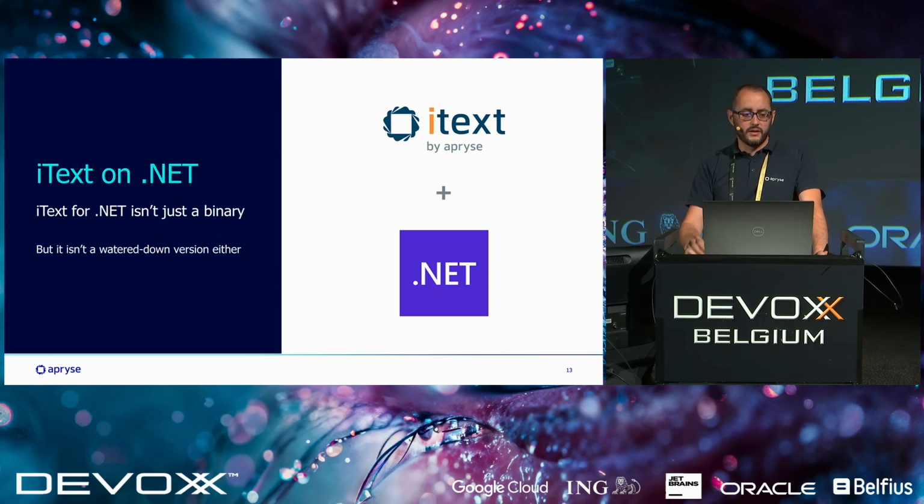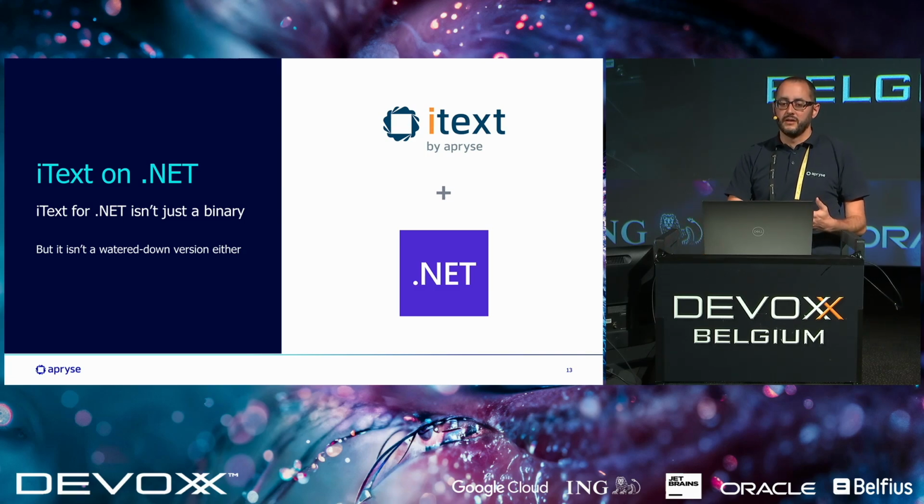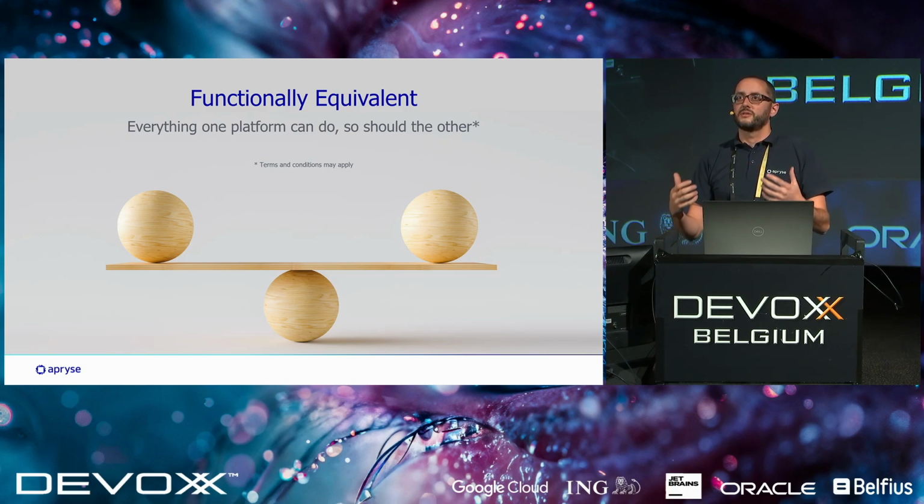iText on .NET, I already mentioned it earlier. It's not just a binary. We don't just cross-compile into C# code. But it's also not a watered-down version either. I've seen some products during my market analyses in which you would get a list of features in Java, for instance, but then you wouldn't be able to sign files in C#, which is a bit annoying for your users. So we don't do that, and we offer what I call a functionally equivalent source project. So everything one platform can do, Java for instance, the other should also be able to do.